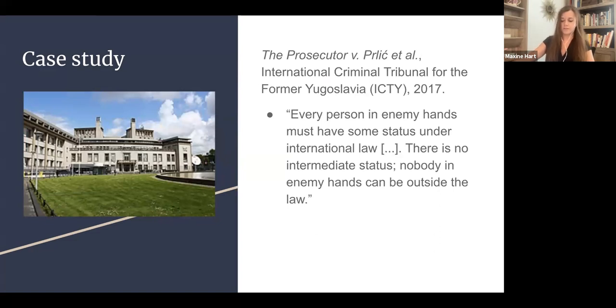And the court also went on to say that that outcome is really supported by policy because every person in enemy hands must have some status under international law. There's no intermediate status. Nobody in enemy hands can be outside the law. So again, that's sort of the loophole argument, that people shouldn't fall through the cracks of protection.